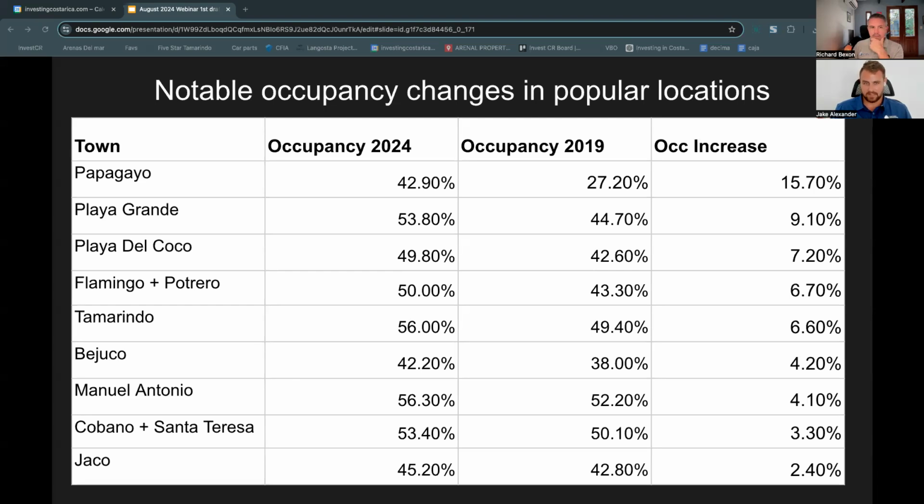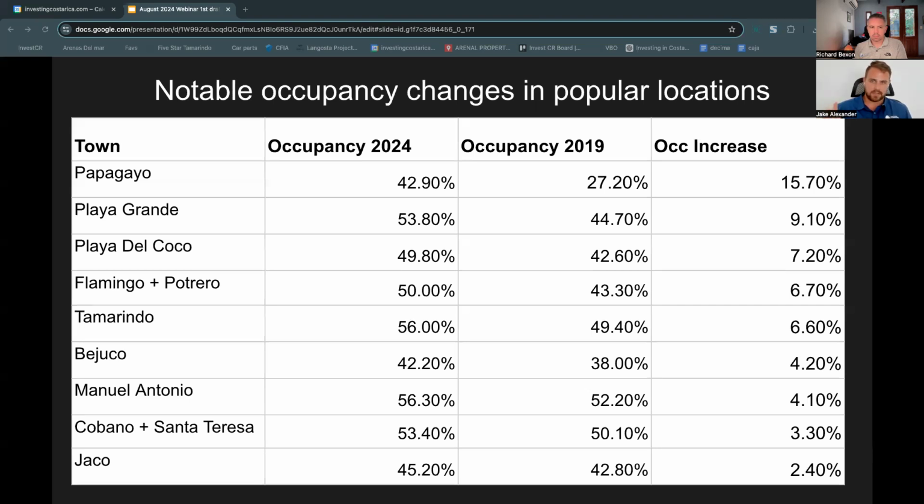The other thing that really jumps out here is what we had been talking about with Playa Grande becoming a stronger destination. I know we have a bunch of houses we've built out there for people, and you see that occupancy increase 9%, over 50%, almost 54%, really pushing Grande up into a stronger destination.